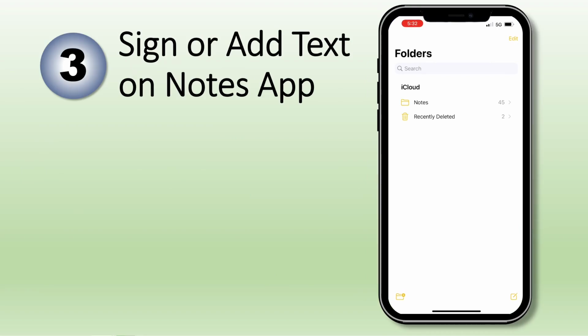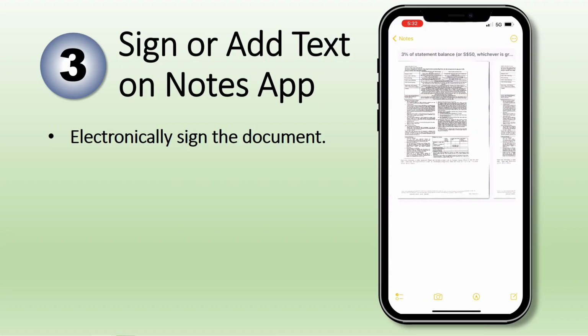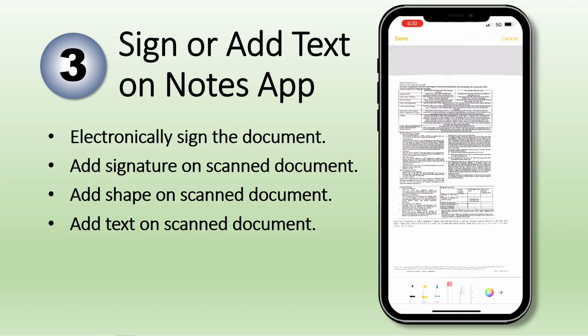Using the Notes app, you can perform the following features. Electronically sign a document on your iPhone. Add an existing signature to your scanned document. Add shapes such as a square or circle to your document. You can also add text on the document.